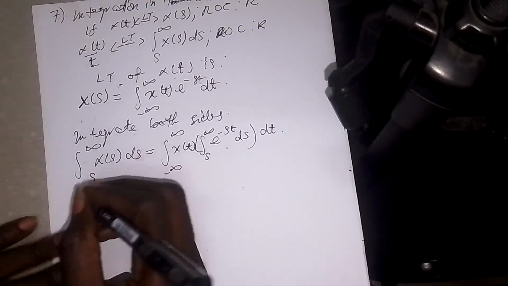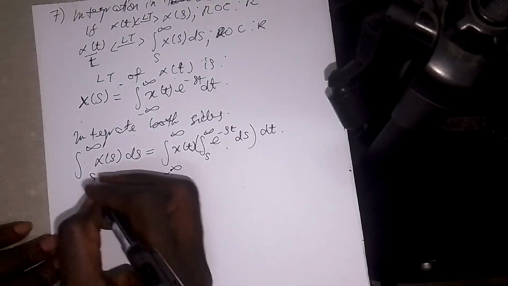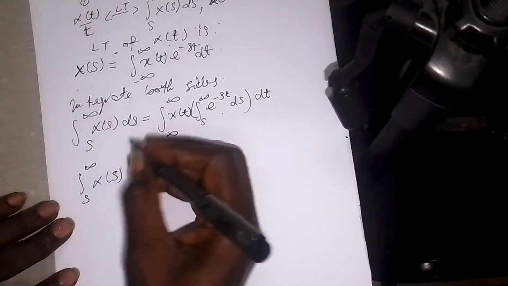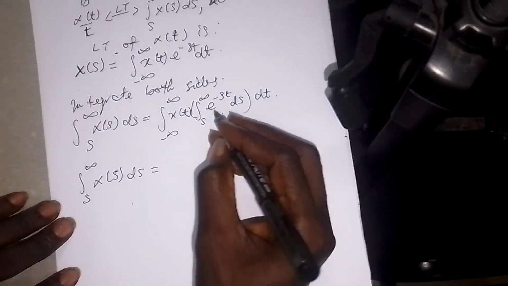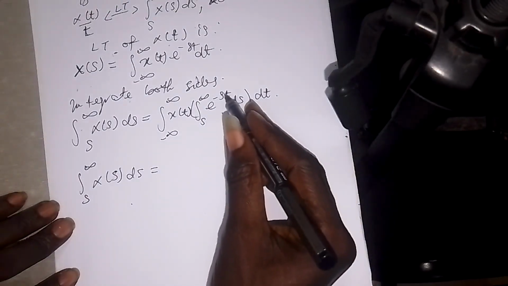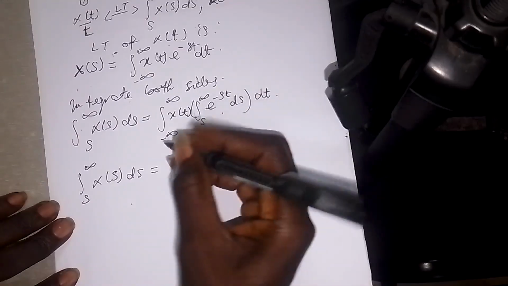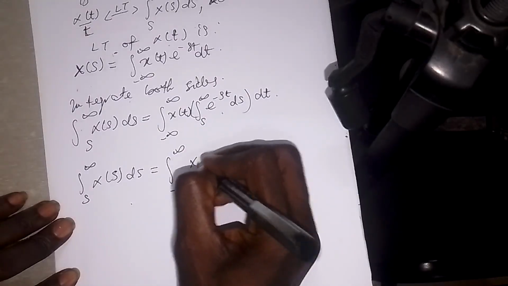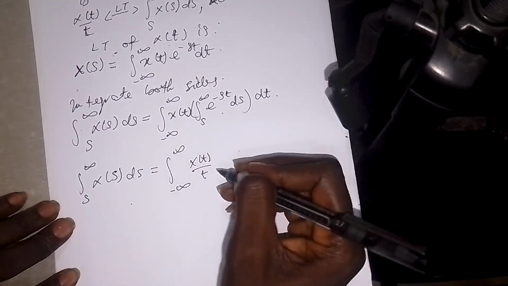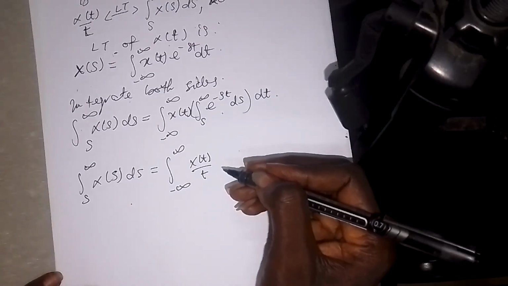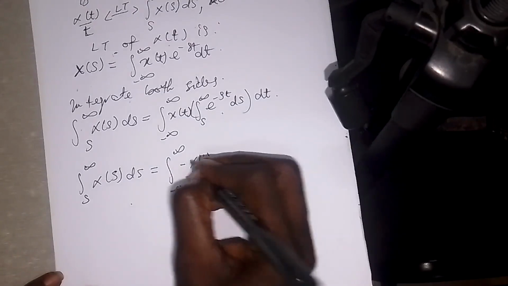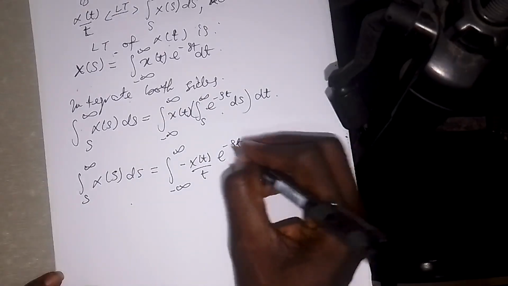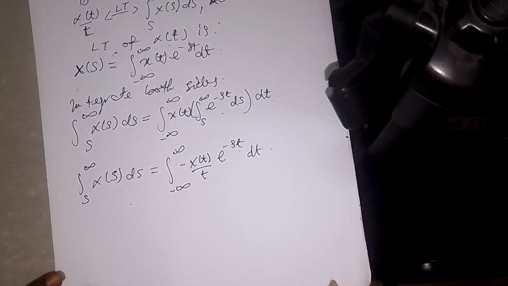Now if I integrate with respect to s, I'll have minus 1 over t. So I'll have the integral from minus infinity to infinity of x of t over t, but my t here will be negative, then e to the minus st dt.